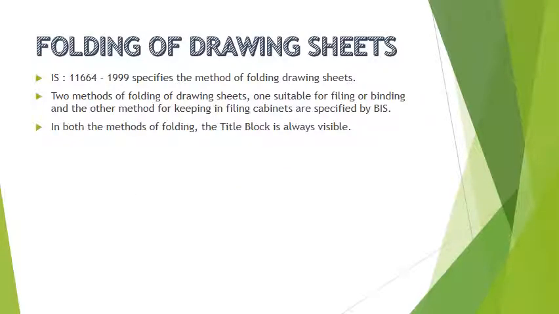Folding of drawing sheets. As per Indian Standard Bureau IS 11664 1999, that is a code for the folding of drawing sheets by the Indian Standard norms, specifying the method of folding drawing sheets. Two methods of folding of drawing sheets are given by Indian Standard, one suitable for filing or binding and the other method for keeping the files in the cabinets. In both the methods the title block will always be visible.